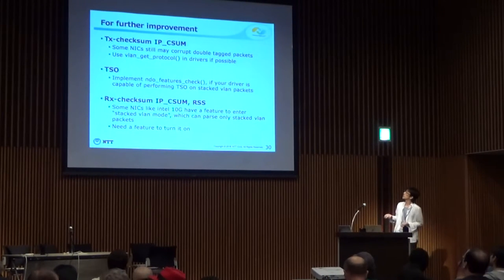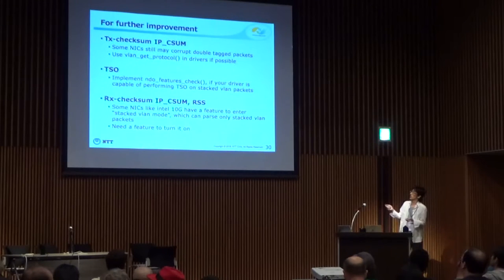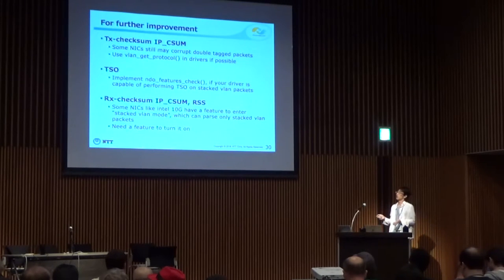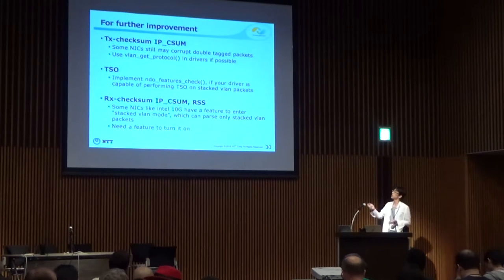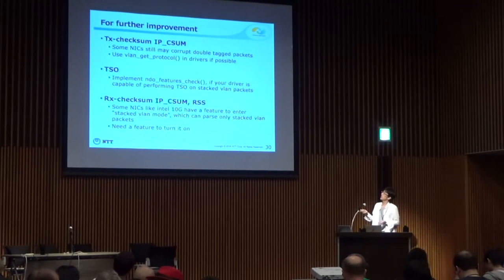For TX checksum with IP checksum devices, some NICs may still corrupt double tagged packets because of incorrect handling of the IP header offset or something like that. So please use VLAN header protocol in drivers if possible. And for TSO, please implement the NDO feature check if your driver is capable of performing TSO on stacked VLAN packets.